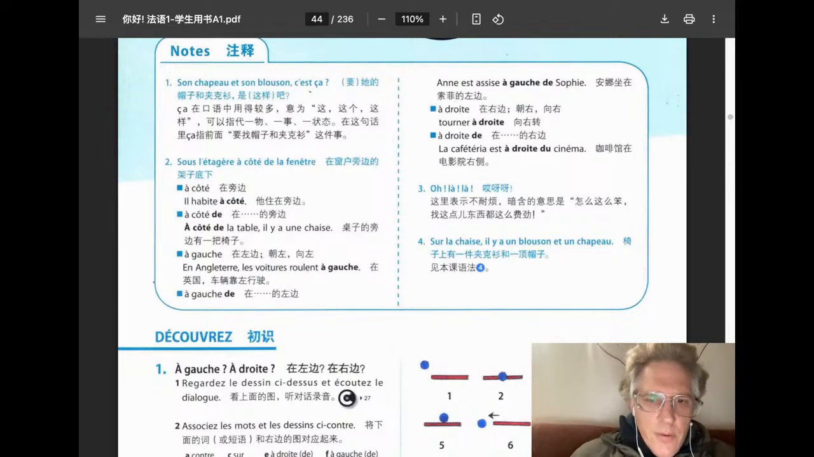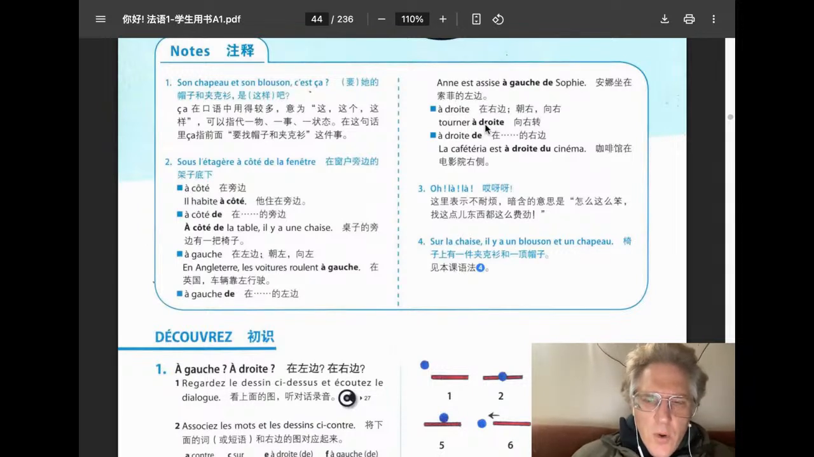drive on the left, à gauche, à gauche. And then you could say à gauche de, to the left of something. What's on the left? Anna est assise à gauche de Sophie. Anne is sitting, I guess it says sitting, left of Sophie.